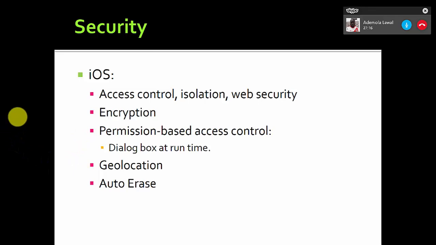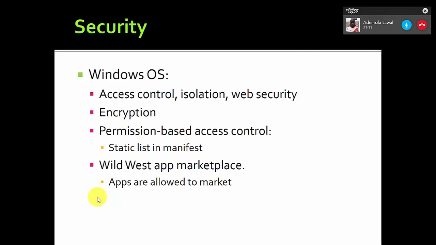So I'm going on to the next slide, where I'm talking about security on iOS. It also has access control, isolation, and web security, and it's also encrypted. It's quite secure. It has geolocation, where you can track your device anywhere it is in the world, and it also has auto erase. That is, if you mistakenly lose that device, you can wipe everything on it remotely.